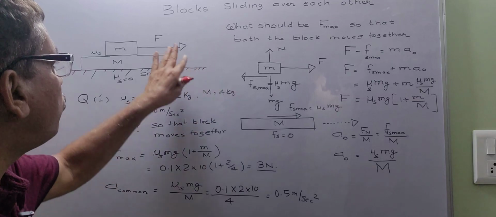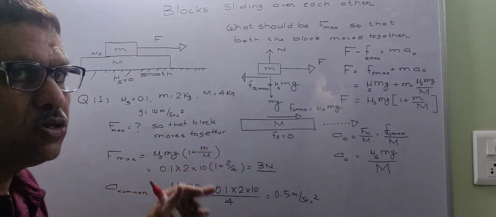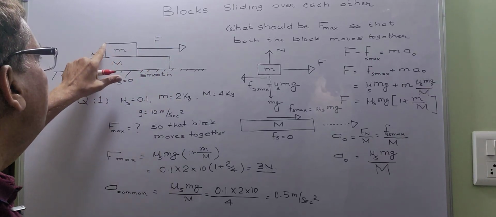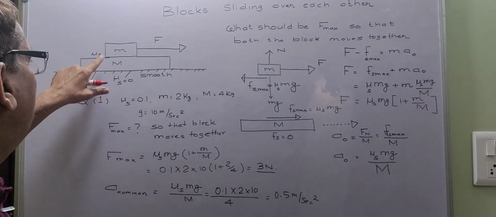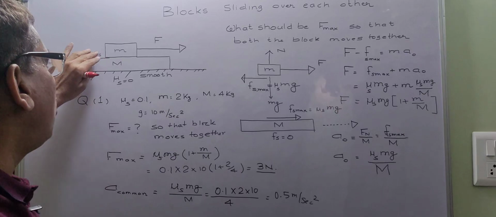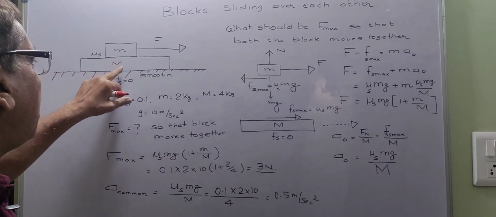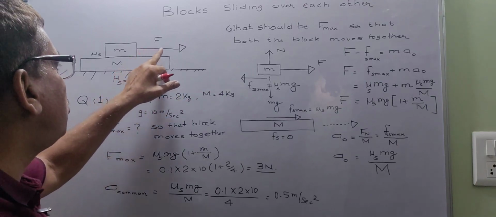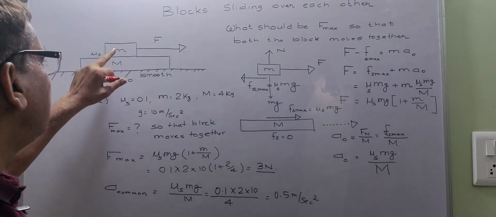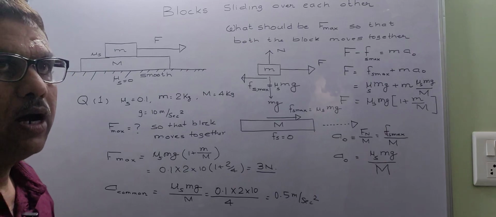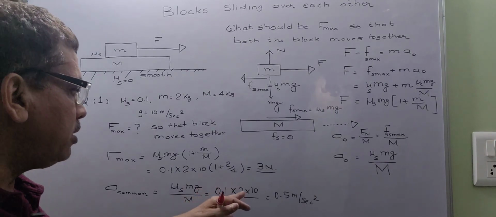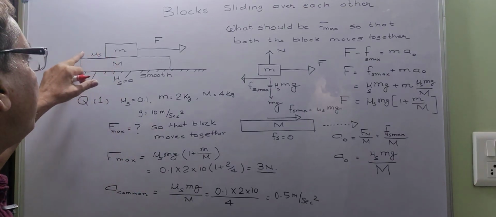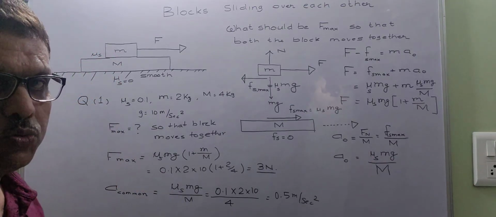Now, if I say that force applied is not 3 Newton, but it is 2 Newton. When 2 Newton of force is applied, the maximum static friction is always 2 Newton, and there 2 Newton will accelerate 4 kg. So 2 Newton can be written as (2 + 4) into a, so 2 by 6, 1 by 3, 0.33 meter per second square will be the acceleration in that case. And the static friction which has developed is 2 Newton.